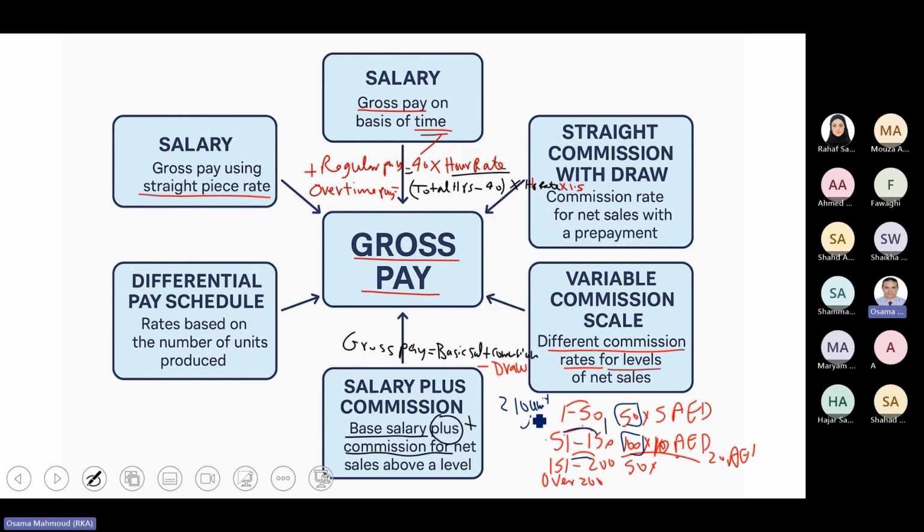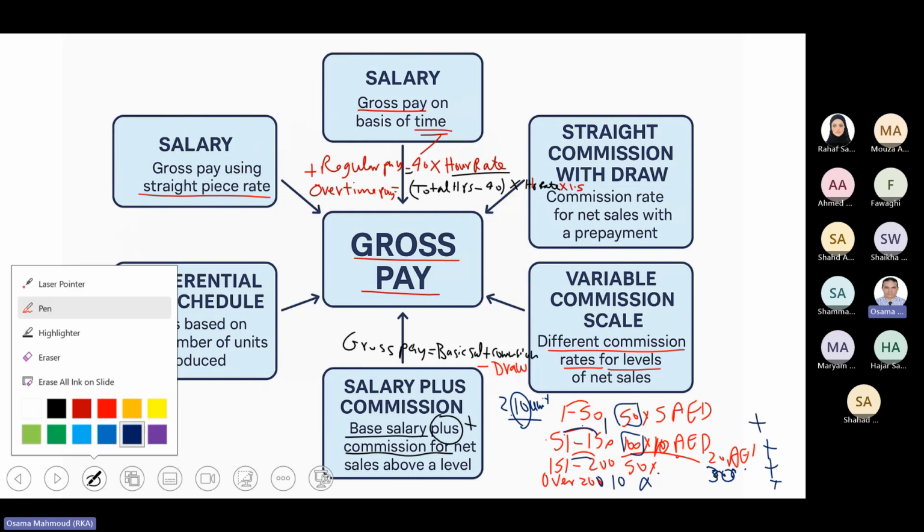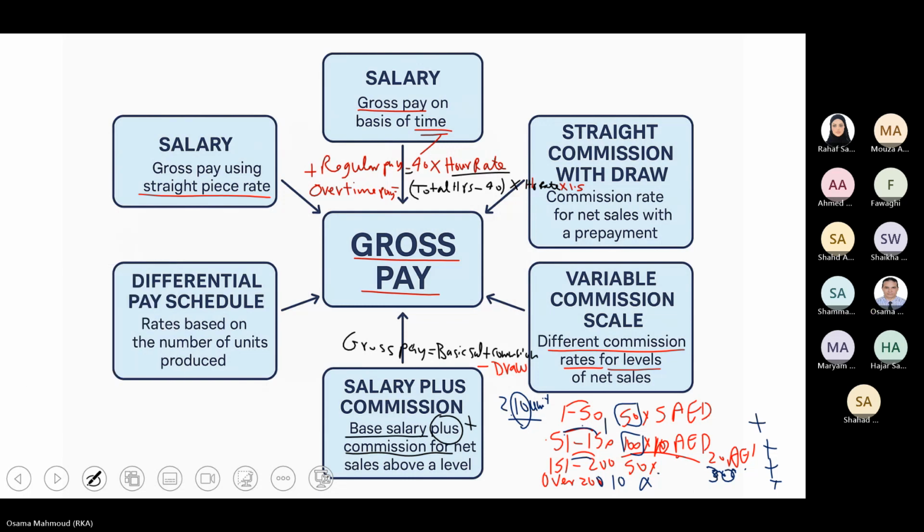Over 200, how many over 200? It is the total minus the 200. This is what over means. Over 200 means you have to subtract the 200 from the total units. So I have only 10 over 200. Over 200, I'll give you 30 dirham each, so this is the 10 multiplied by the 30 dirham. If I add all of these, I will get the gross pay. Also here, be careful. If he said draw, you have to subtract the draw value, right?